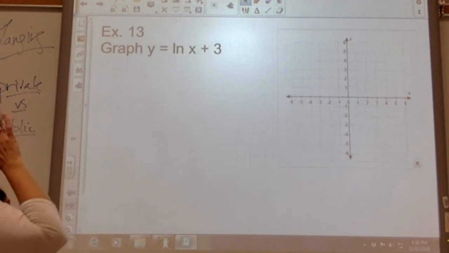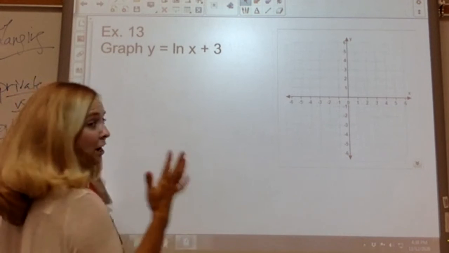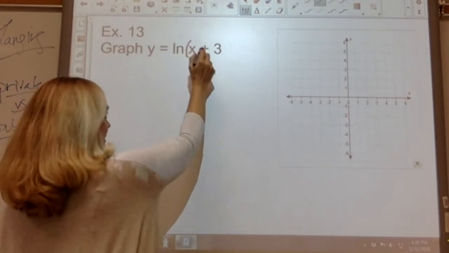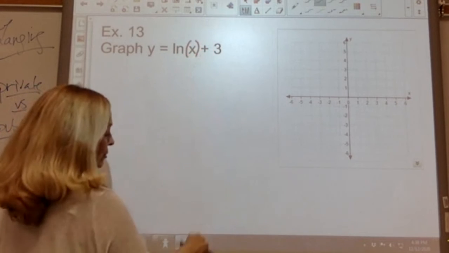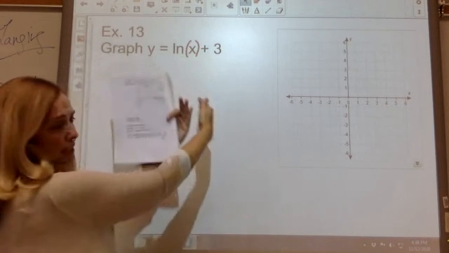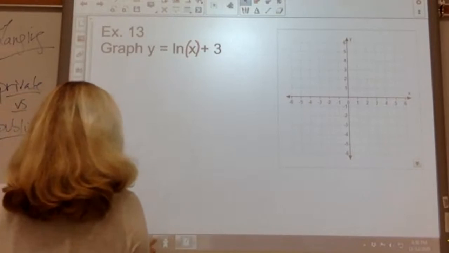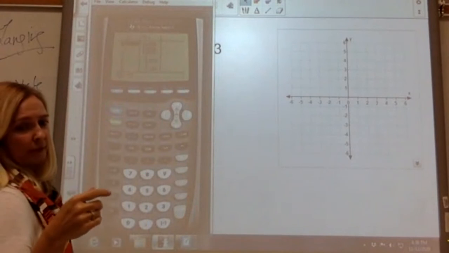Now, natural log. You have an LN button. We can all do this one easily. When you go to type it in, remember it's going to bring up parentheses and you're going to close it and then put +3, because there's no parentheses in this problem. So the only thing in the parentheses would be the X. Okay? Natural logs are usually lots of decimals.